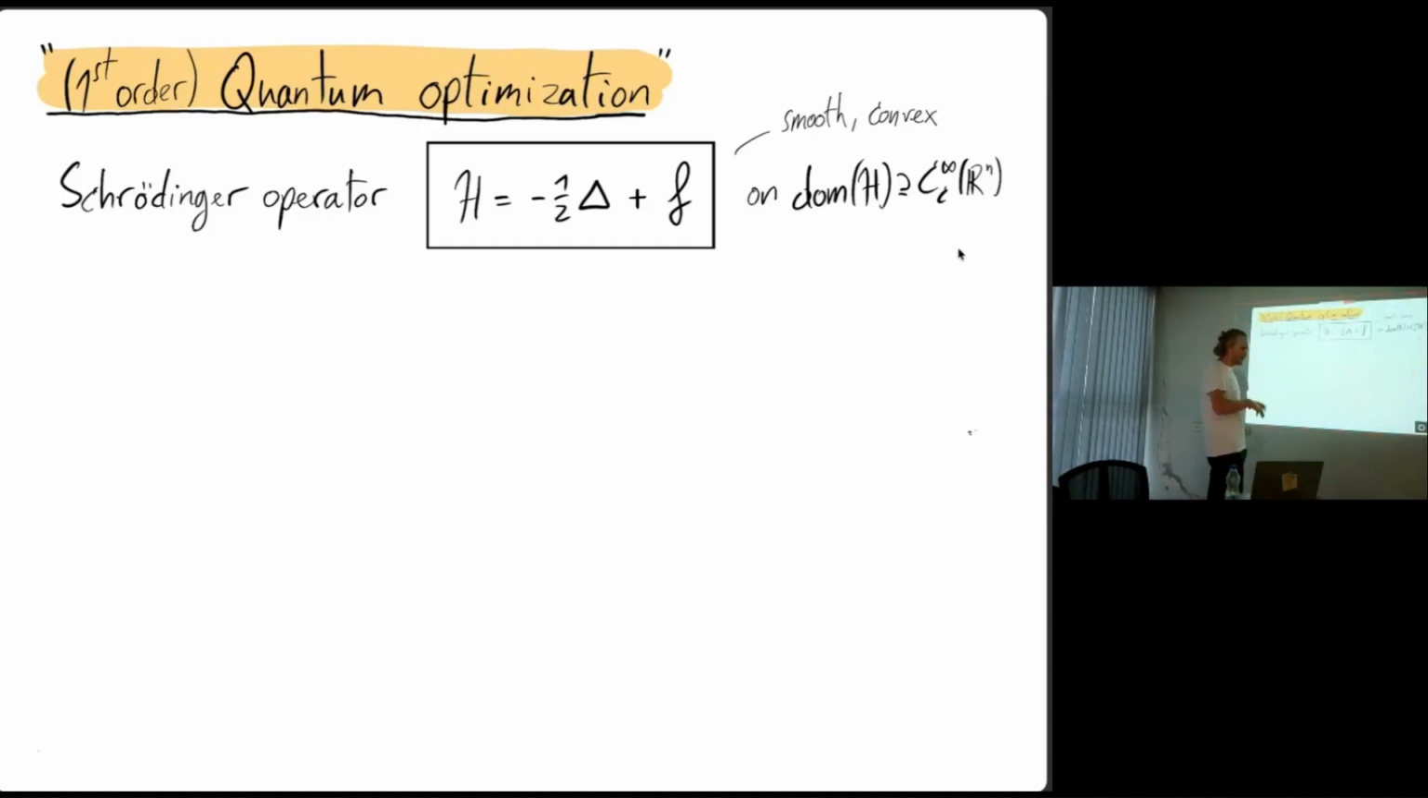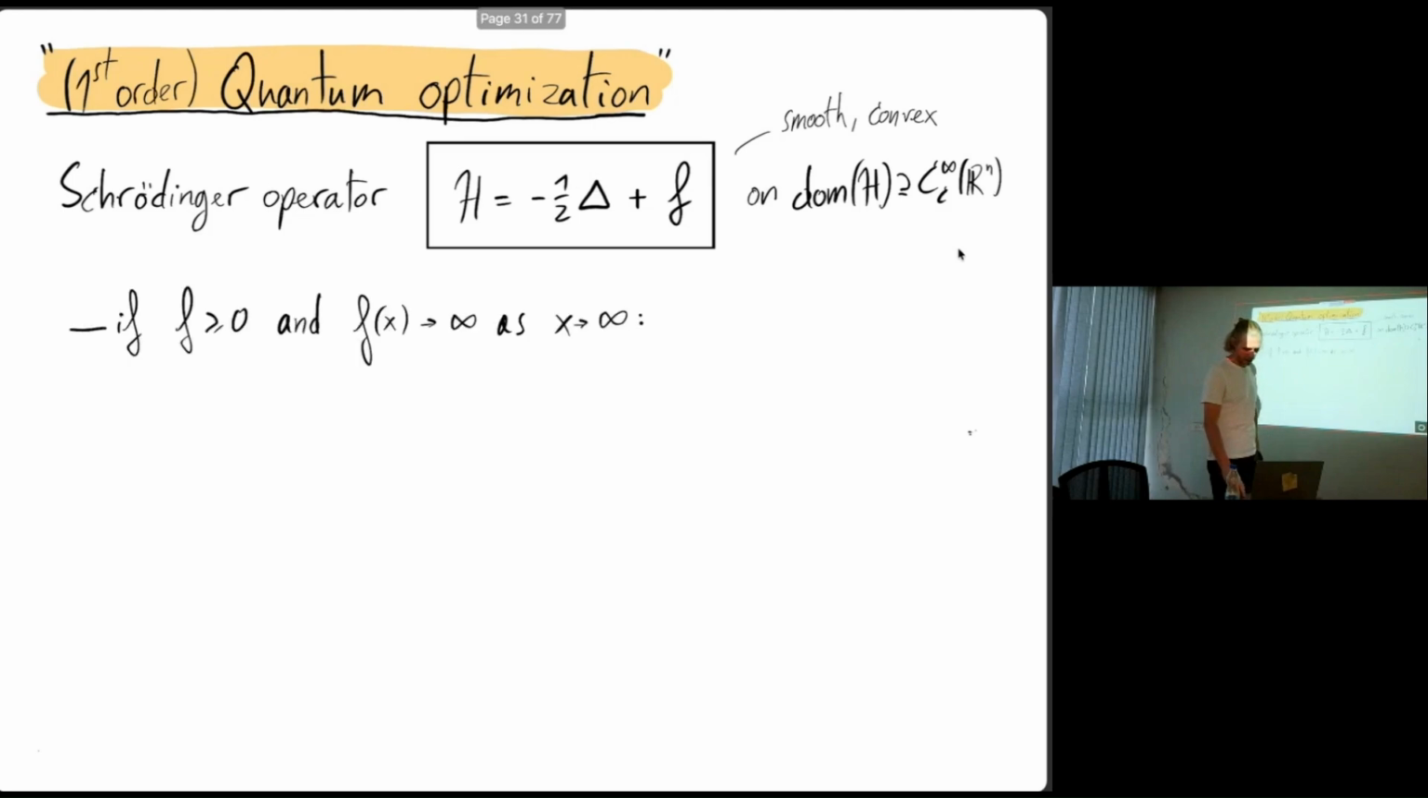Good. So I want to make a case that this is the quantum version of first order classical optimization with respect to the function. This is the same function f as before, except that now we're looking at a quantum operator here. So let's dig into this operator a bit and see what we can say about it.